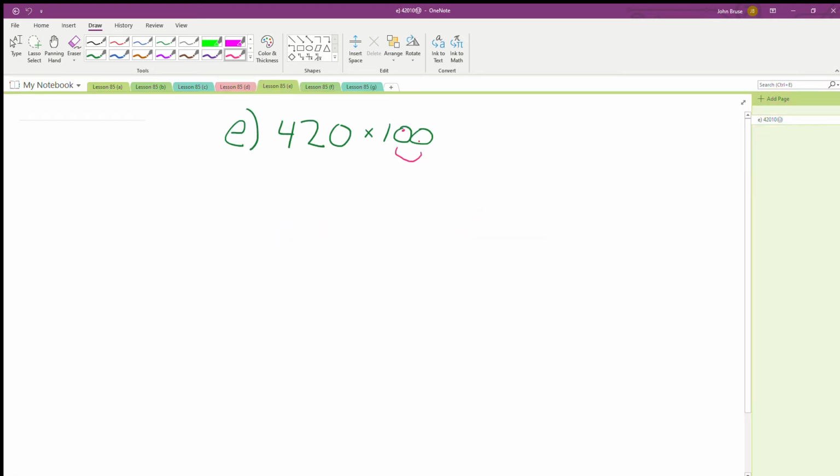Okay, here, what is that? Some monster got in here and turned my numbers into a smiley face. Okay, so the first thing we're going to do is write 420, and then we're going to count these 2 zeros, and we're going to add them to our answer. That's it. So our answer is 42,000.